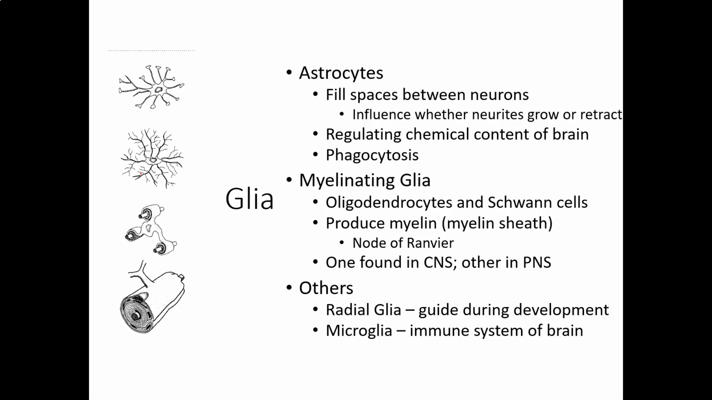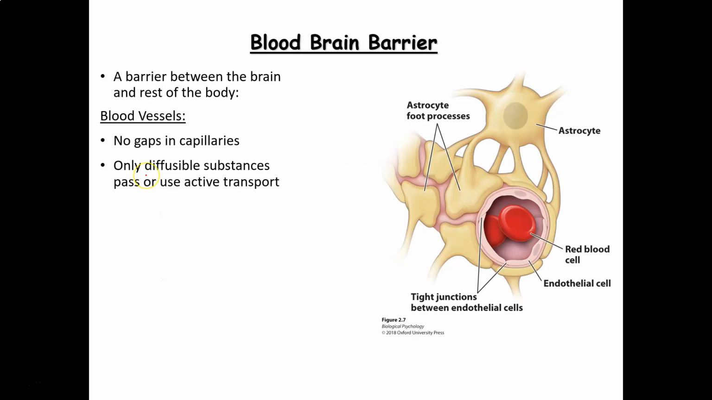And glial cells, while they aren't the ones responsible for transmitting information, in the absence of glial cells, the neurons would not function as well as they need to. So they are definitely an important support system for neurons. An important feature of glial cells is something called the blood-brain barrier.